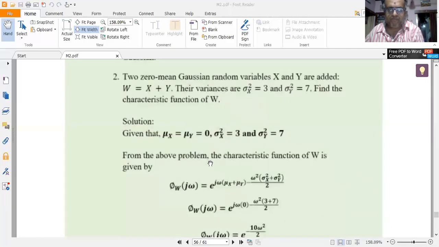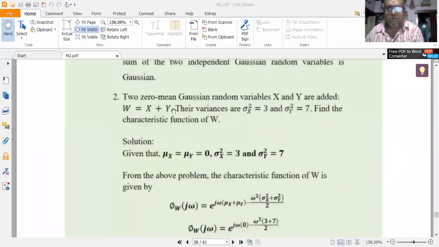Now, second problem. Two zero mean Gaussian random variables x and y are added, that is w is equal to x plus y. So x and y are two Gaussian random variables which have zero mean. So let me repeat. Two zero mean Gaussian random variables x and y are added. It means their mu x is equal to 0 and mu y is equal to 0. So w is equal to x plus y is the corresponding formula through which it is added.